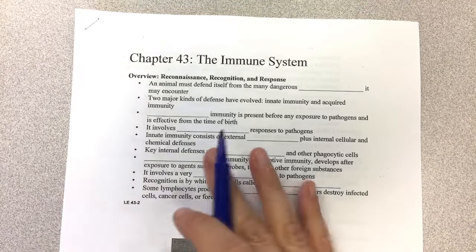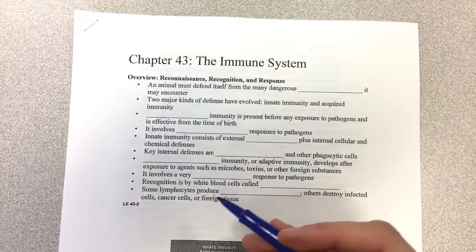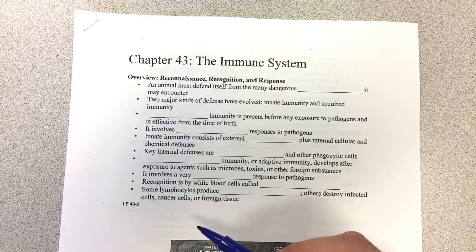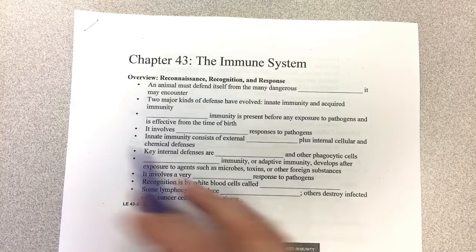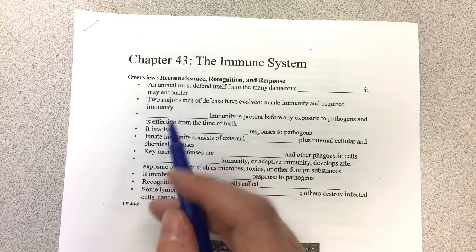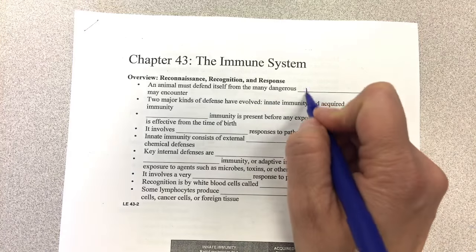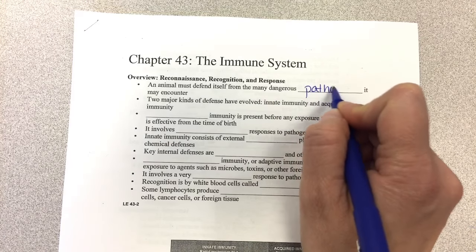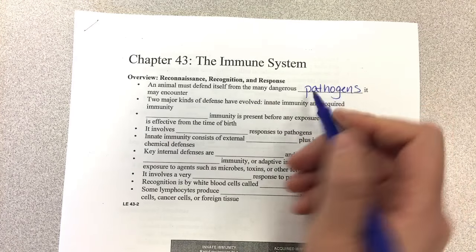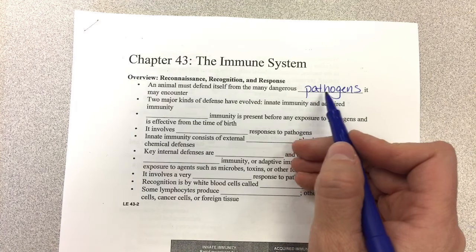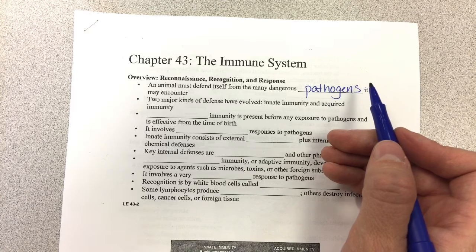Okay, so the immune system relates to cell communication. We're going to talk about how these cells communicate with one another to protect us. So a brief overview of the whole chapter. The animal must defend itself from the many dangerous pathogens. Pathogens are anything that is disease-causing that can make an organism sick. So that's what a pathogen is. That can be bacteria, it can be viruses, and so on.